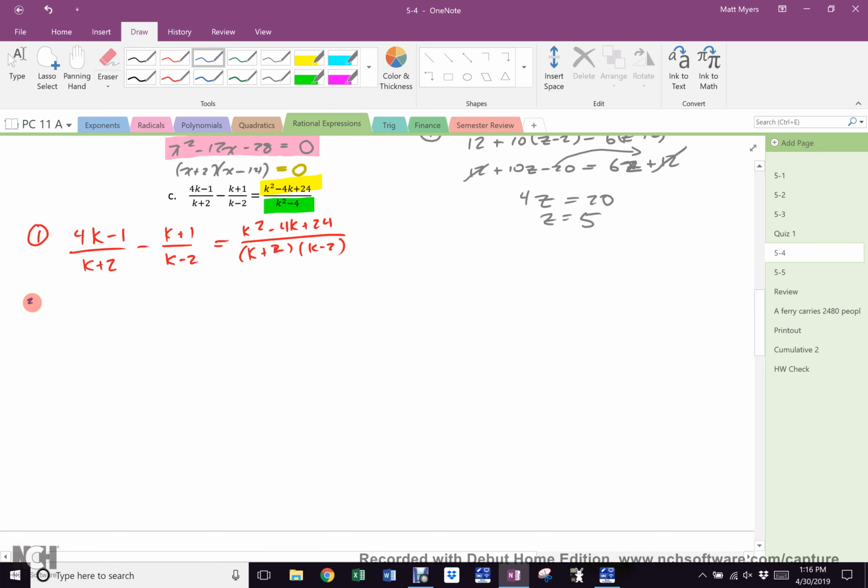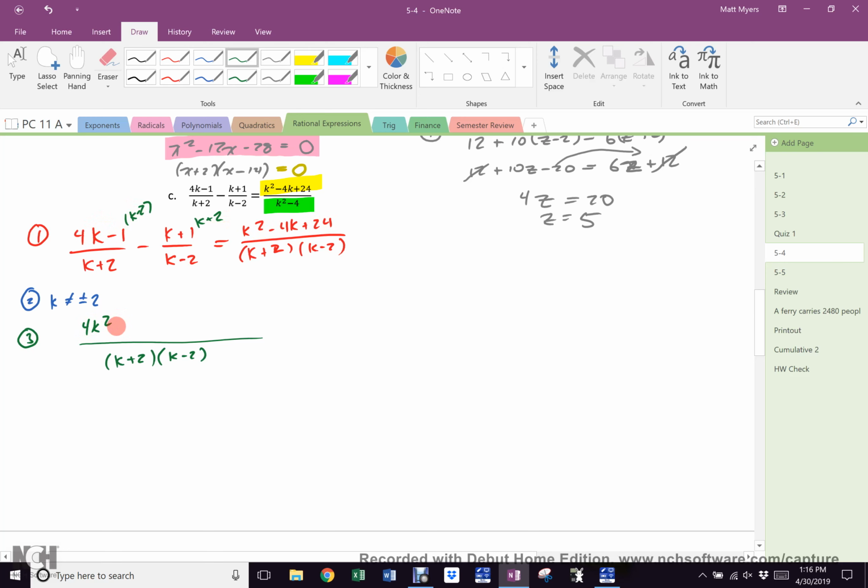Non-permissible values in blue, what are they? Plus or minus 2. Sort out our denominators. What is our common denominator? What does this guy need? K minus 2. What does this guy need? K plus 2. This guy has everything. So, what's 4k times k? 4k squared. Minus 8k minus 1k.